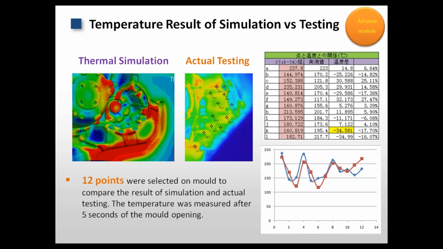The left side picture is the thermal simulation. You will find we have 12 points to test the temperature on the mold. The left side is the simulation, and the right side is the actual testing. This testing was finished in Japan, and we plotted all those points, and you will find the error between the real temperature and the simulation temperature.